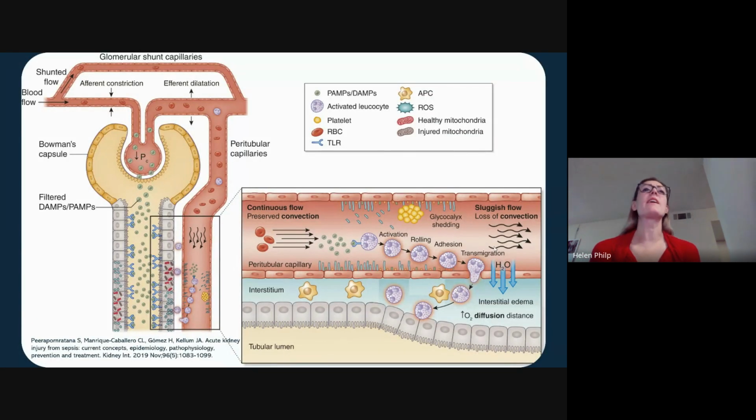And this diagram I found in a really nice review article from Kidney International, and it's just showing those changes in blood flow, showing all the DAMPs and PAMPs heading into the tubular lumen, and then a little bit of a close-up on a peritubular capillary, just showing how it's losing all of its glycocalyx, and there's vasodilation, the flow is slowing down, there's interstitial edema, and all the neutrophils that are leaving the circulation.